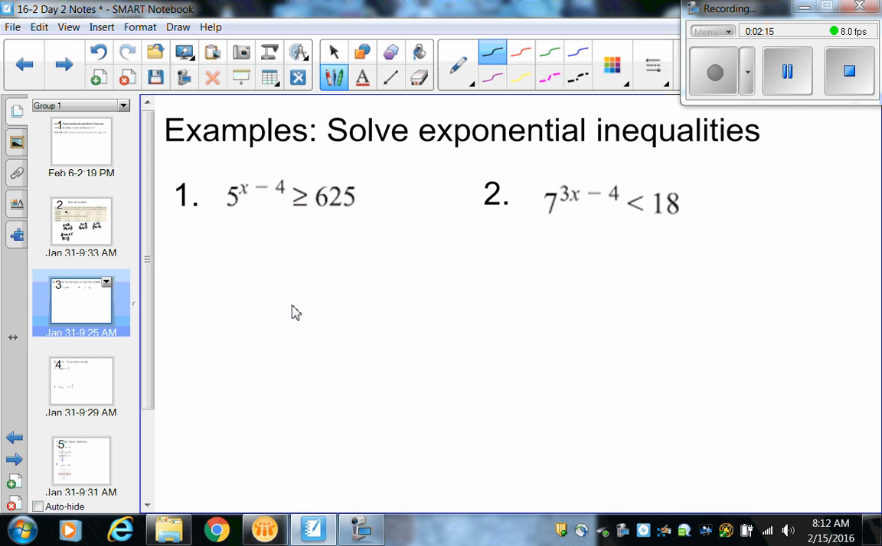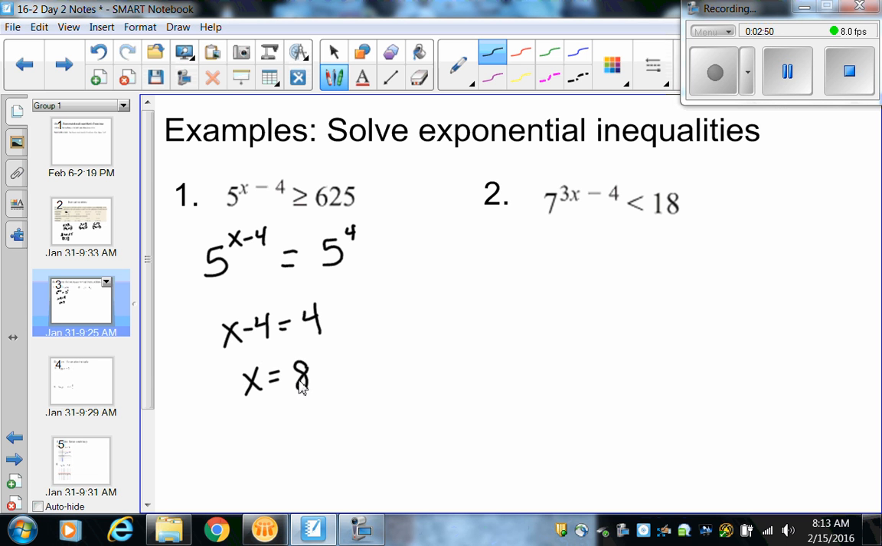Solving some examples for inequalities. Okay, so our first question is, is there a way to write them with the common base, kind of like what we did yesterday? So can I write 625 with a base of 5? And the answer is yes. So I have 5 to the x minus 4. We're going to drop the inequality sign for now and put equals. And we can rewrite 625 as 5 to the 4th. Now they have the same base, and this is just like what we solved yesterday. So we can say the exponents have to be equal, which tells me that x would be 8.